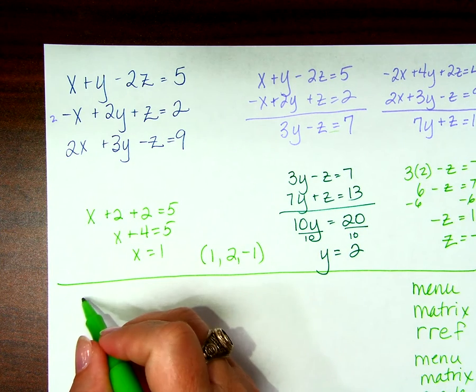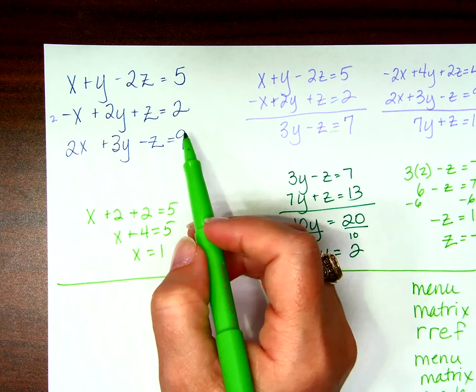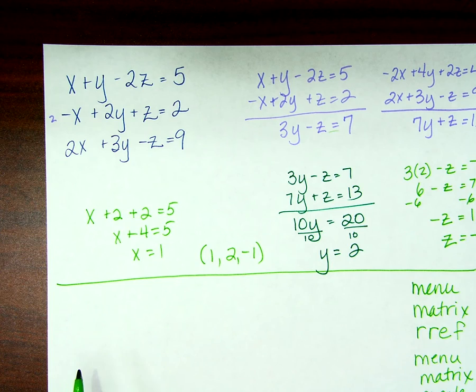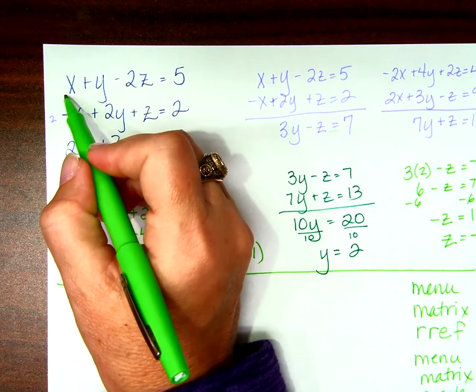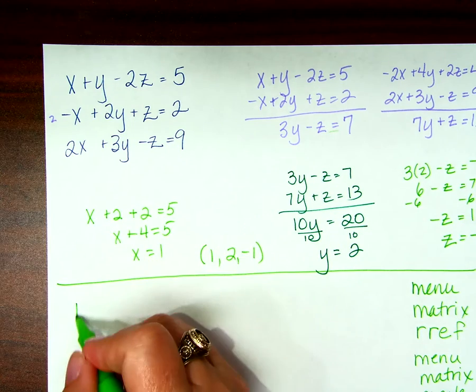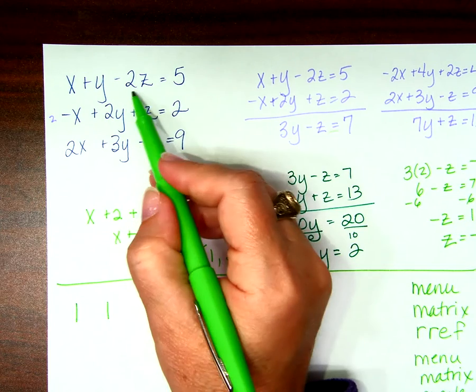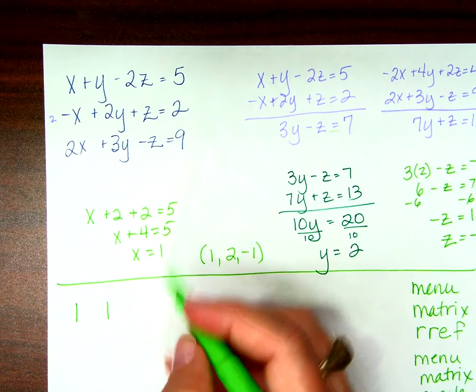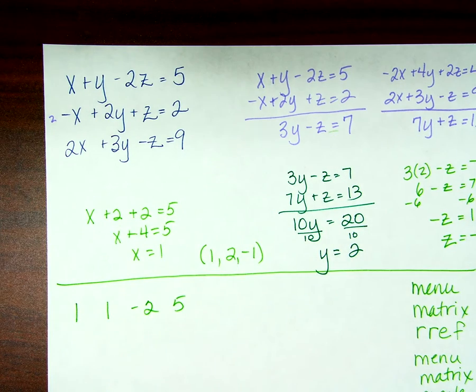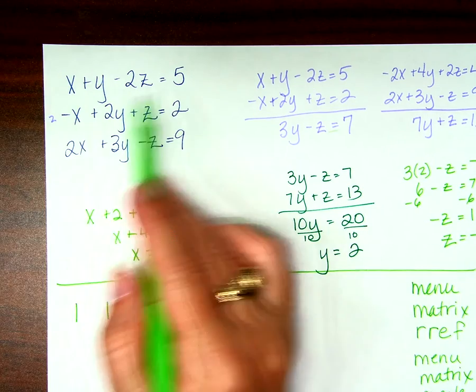Okay? I want to take this system of equations right now and just write down the coefficients. What is a coefficient? It's the number in front of the variable. That's exactly right. Okay? So what's the coefficient here? 1, 1, -2, and 5.